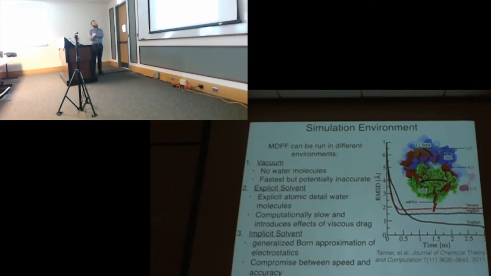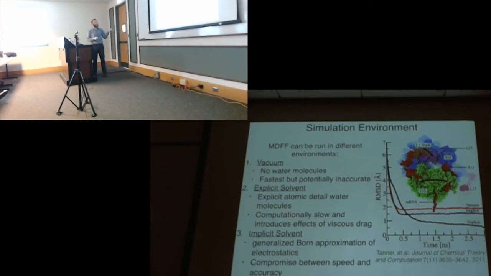So we can run vacuum simulations where we don't have any of the solvent, and this is extremely fast because we're not simulating those atoms, but it can be potentially inaccurate. And so you can see on this right, we have this plot where we're looking at the RMSD of a couple test structures of the ribosome in these different environments. And this is an RMSD to sort of a known validation structure that we're using just to see how good our result is. And so the vacuum, you can see in red, converges quite quickly, but is at a fairly high RMSD to the structure that we want.